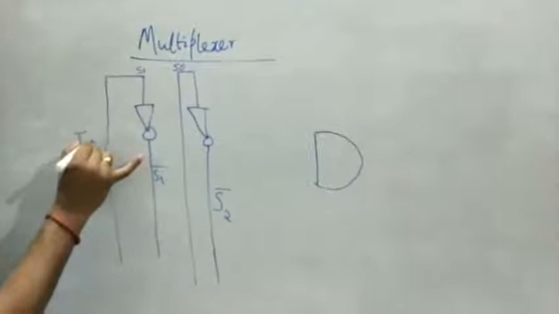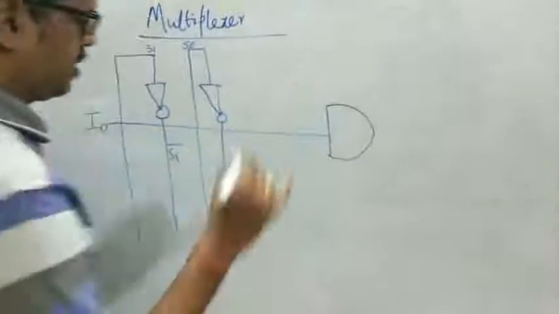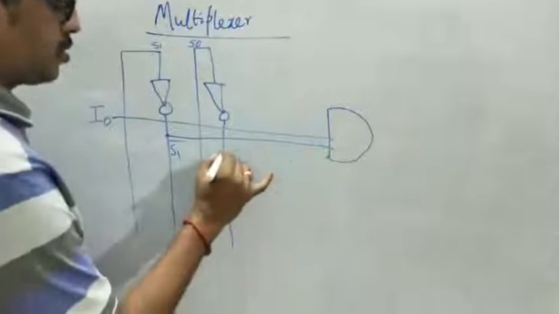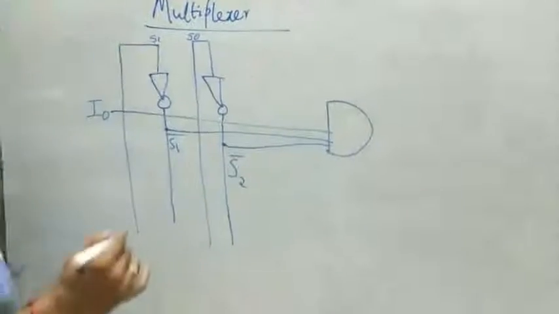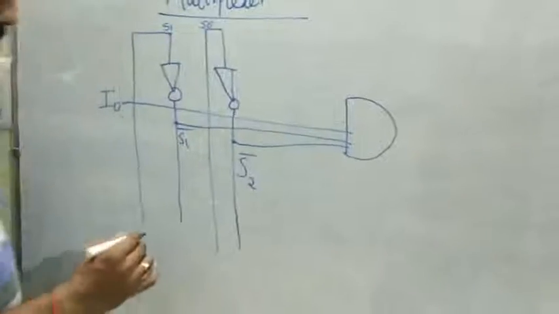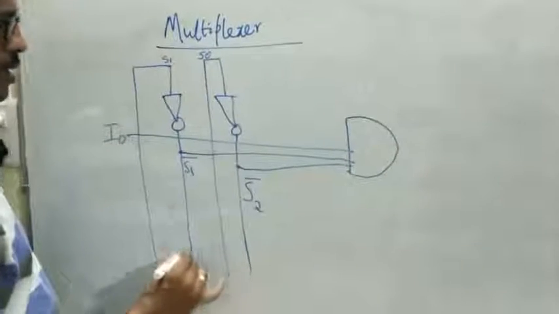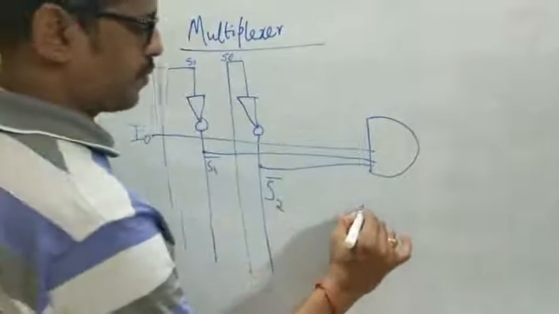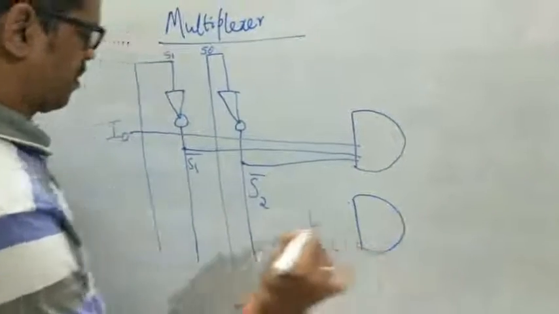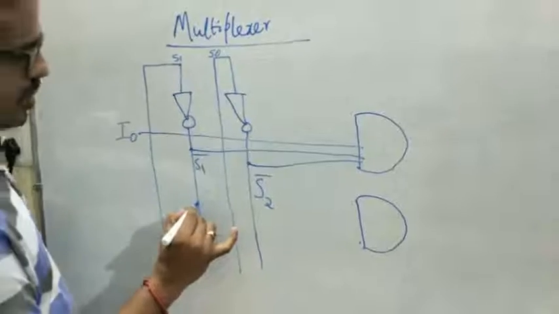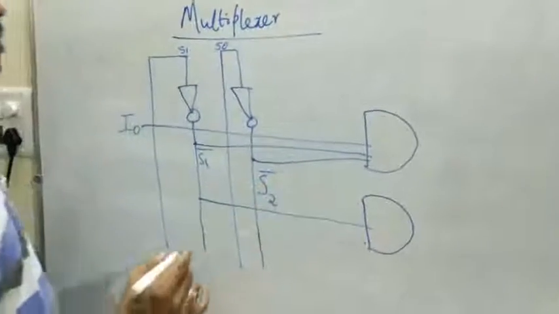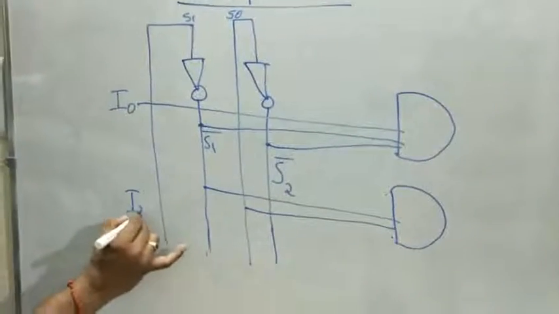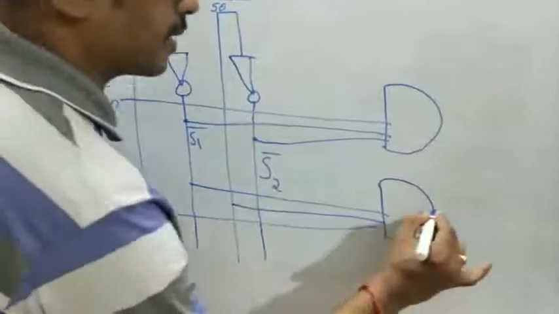I0 will be connected to this AND gate along with S1 dash and S0 dash. Then this is 0 0. Then 0 1. 0 means we will be taking it from S1 dash, and 1 means we are taking S0 directly, and we are going to combine the I1 input with this AND gate.